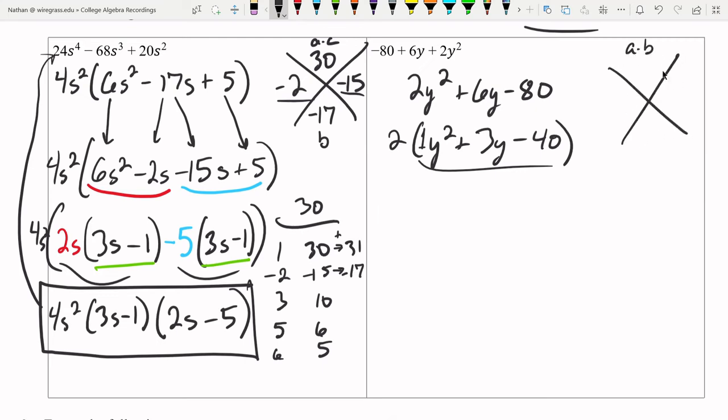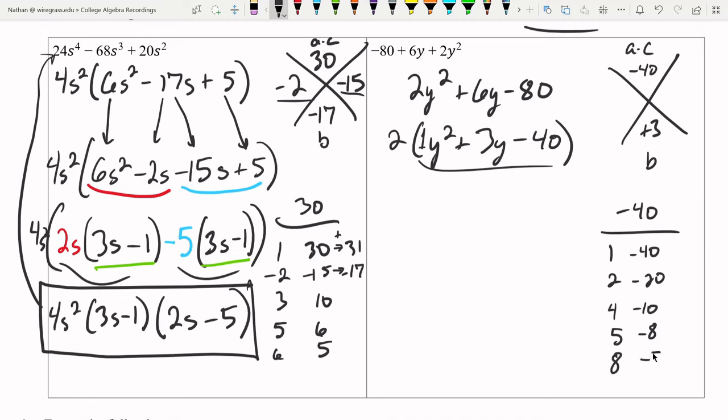So A times C on top: 1 times negative 40 is negative 40. B on bottom, B is positive 3. So two numbers that multiply to give negative 40 and add to give positive 3. So negative 40 is 1 times negative 40, 2 times negative 20, 3 can't go in there, 4 can, 4 times negative 10, 5 times negative 8, 6 can't go in there, 7 can't, so now we're going to have 8 times negative 5.